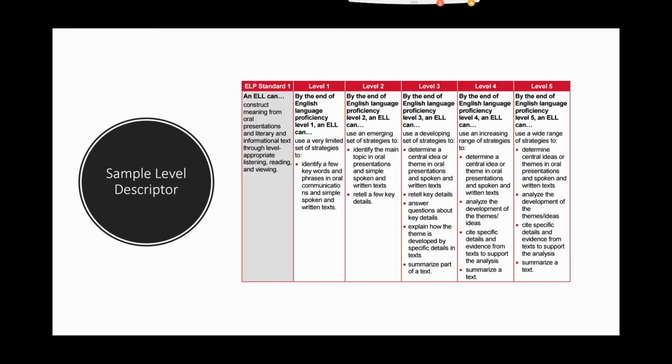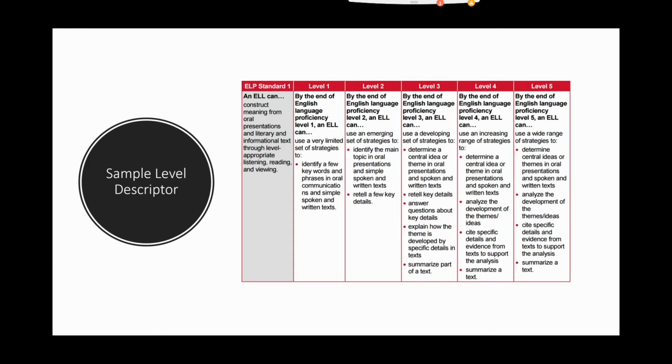Here is a level descriptor for ELP Standard 1. So this was the standard about constructing meaning from oral presentations. So you can see at level 1, a student would be able to use a limited set of strategies to identify a few keywords or phrases in oral communication.